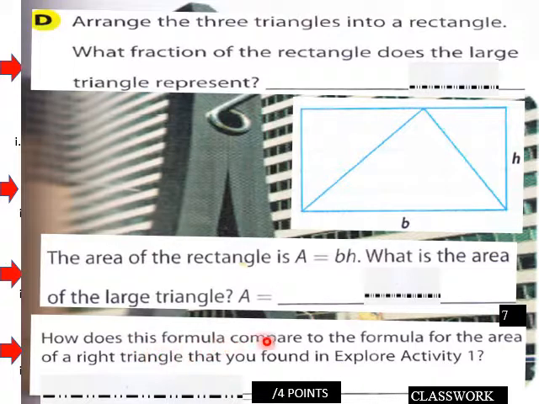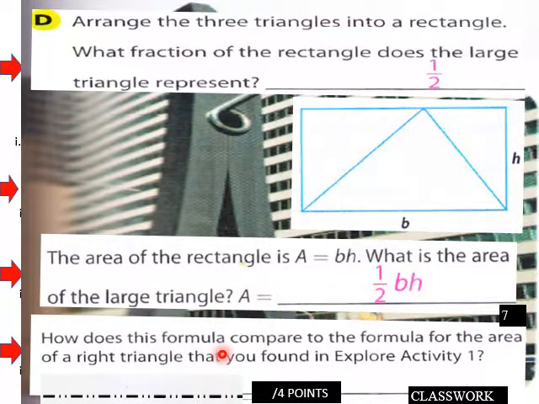how does this formula compare to the formula for the area of a right triangle that you found in Explore Activity 1? So for this one here, what fraction of the rectangle does the large triangle represent? What fraction of the rectangle is 1/2? So this equals 1/2 of the rectangle. And then the area of the rectangle is base times height of the rectangle. What is the area of the large triangle? Area equals 1/2 base times height.